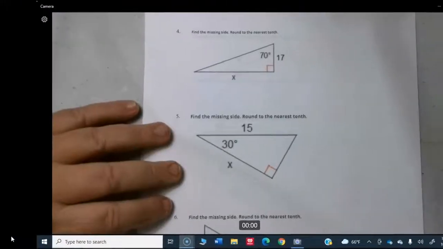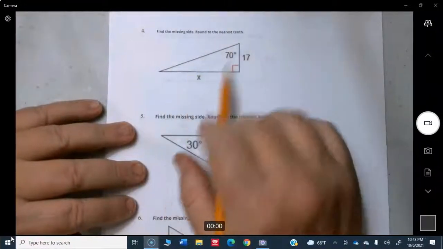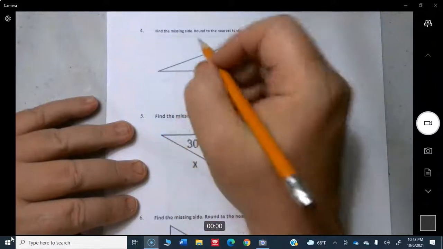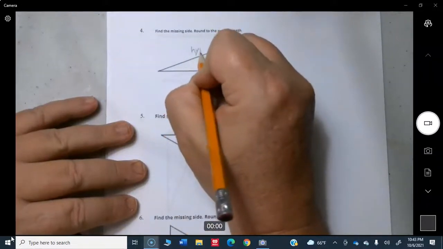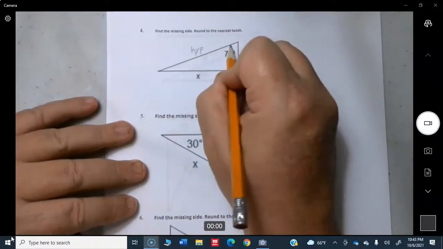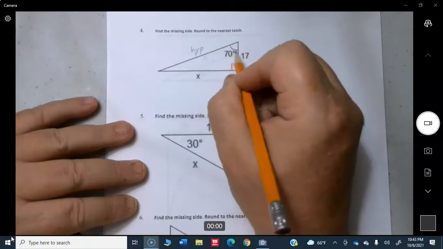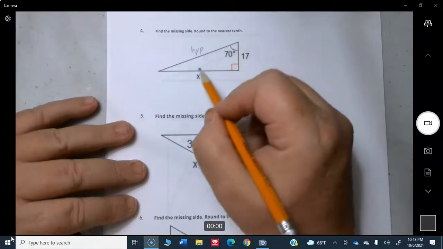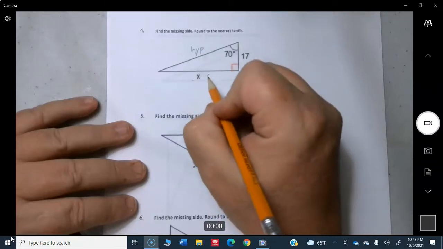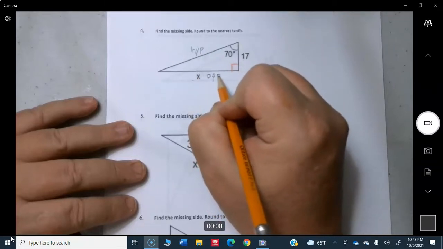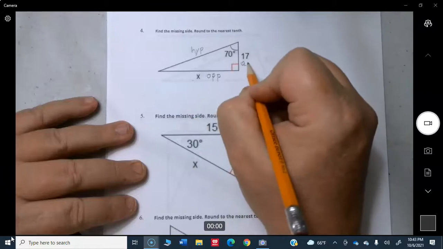Okay, here we go. So first thing we're going to do is label. The long side is this side over here. The angle we're interested in is this angle right here. So the side opposite this angle is over here. So that's going to be the opposite. And this side is the other guy.